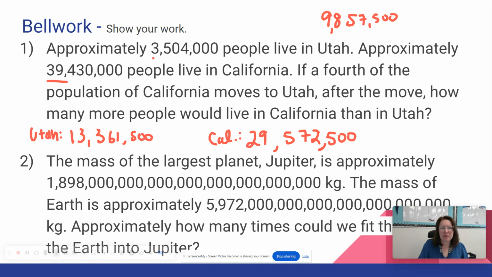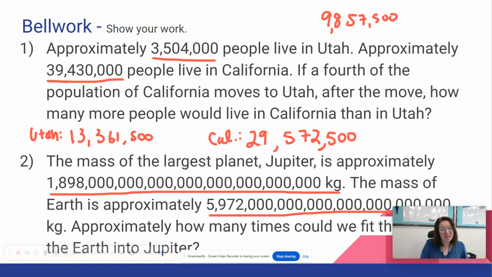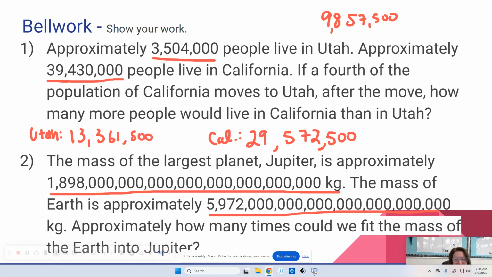The only things that were real is I looked up this many people do live in Utah and this many people do live in California. All right, and then you do that subtraction. The mass of the largest planet, Jupiter, is approximately, and I looked this up, I do not know how to say that number though, but I did look up that number, however you say it. The mass of the Earth is approximately, however you say that number is what it is approximately.